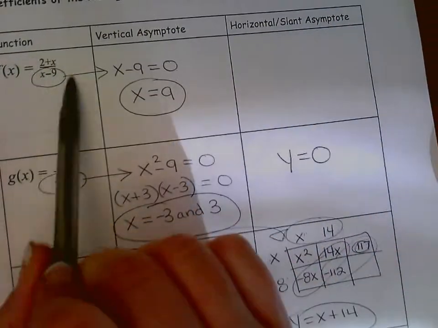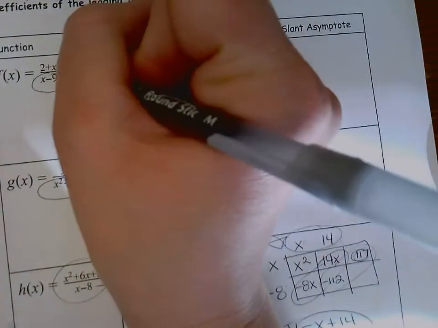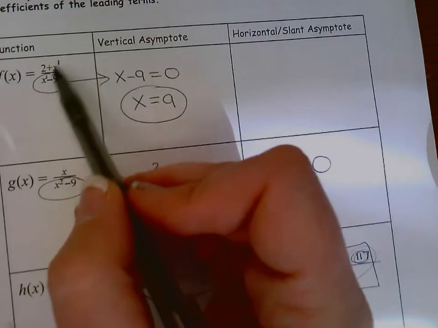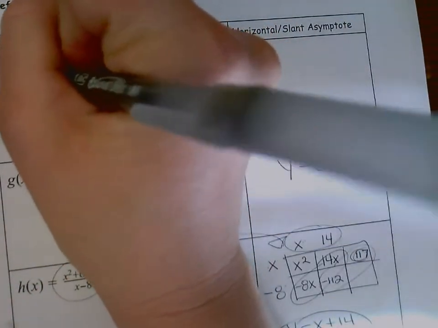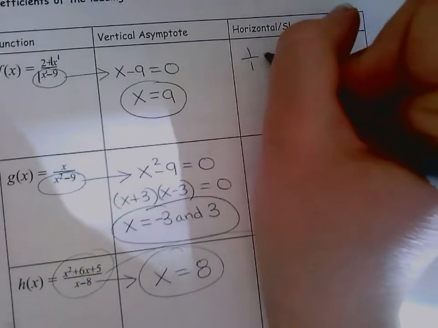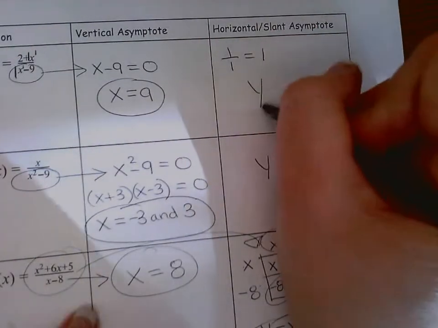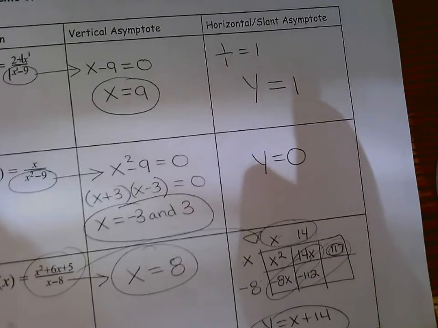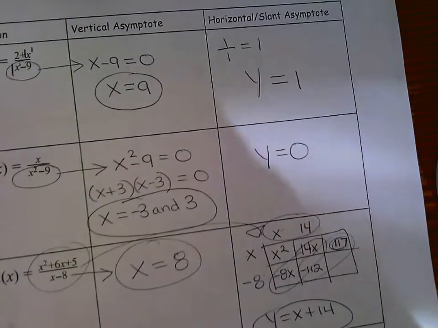All right, and the last situation, what if the powers are equal? That's the case in this first problem, right? I have x to the first and x to the first. I need to strip the coefficients of x. In this case, the coefficients of x are 1 over 1, which is 1. So I have a horizontal asymptote at y equals 1. So I've done one of each of those examples.